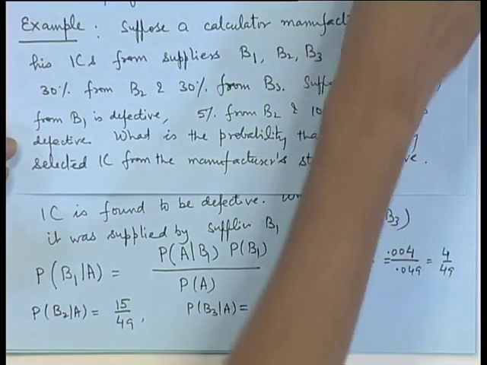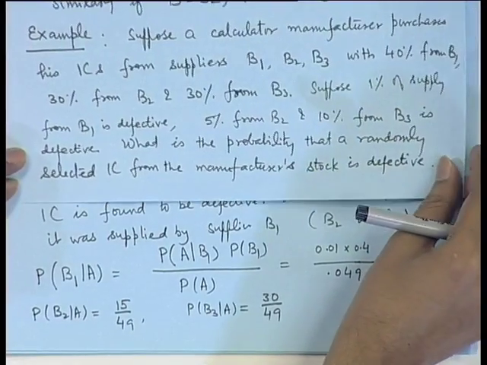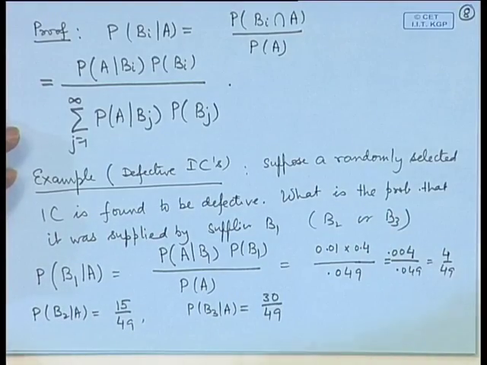So, this is a good way of looking at the Bayes theorem as a cause and effect relationship. Now, we have another concept called independence of events.